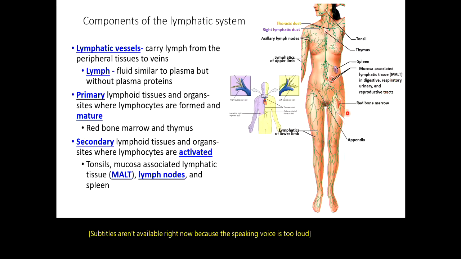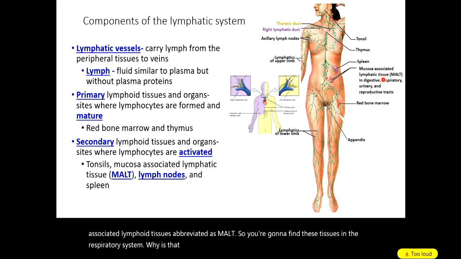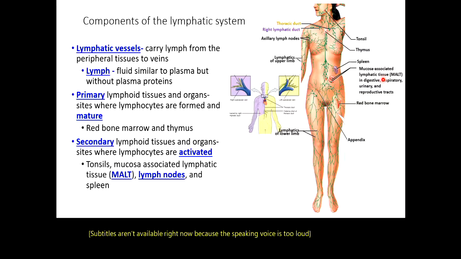Let me just tell you a little more about these mucosa associated lymphoid tissues, abbreviated as MALT. You're going to find these tissues in the respiratory system. Why is that? Because you could breathe in some of these pathogens, so these tissues will deal with those pathogens. You have it in your digestive tract because you could ingest certain pathogens which need to be dealt with, or you could also have pathogens exposed during sexual activity. That's why you have it in the reproductive tracts and in the urinary system as well.